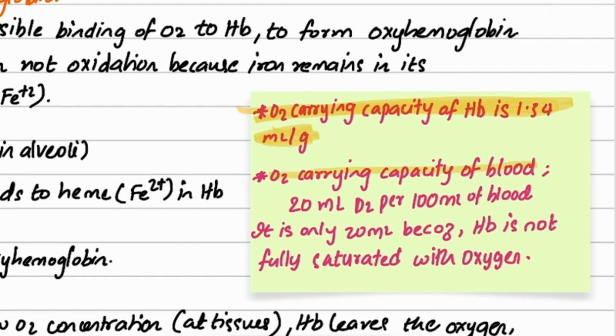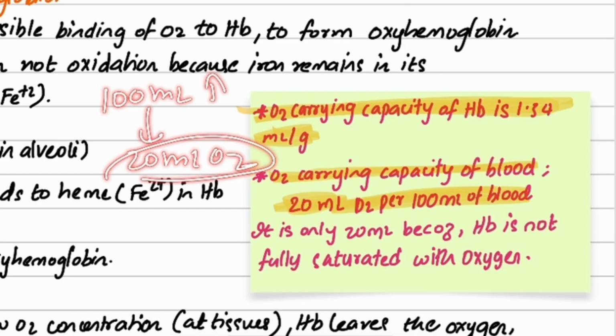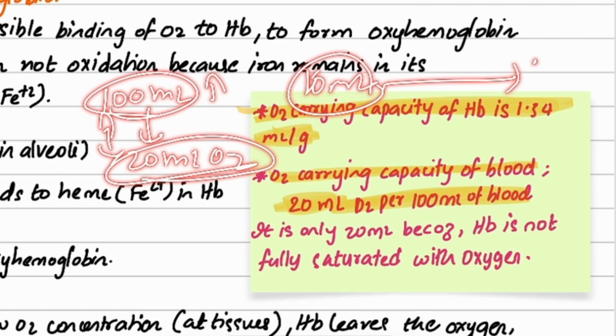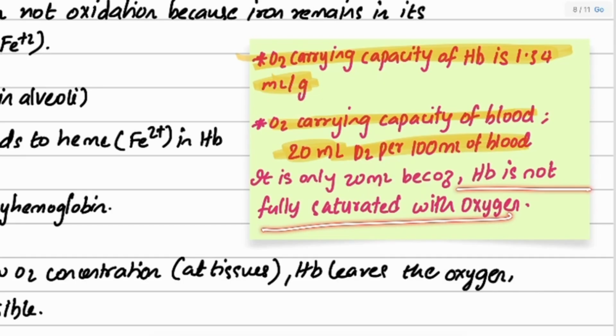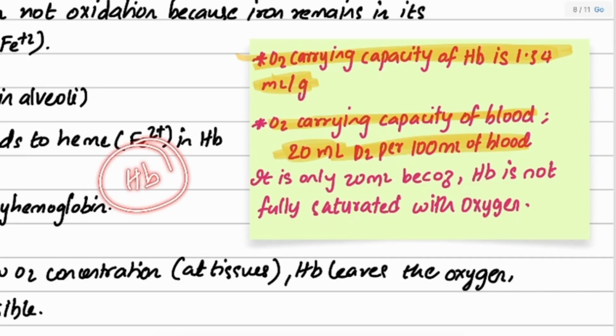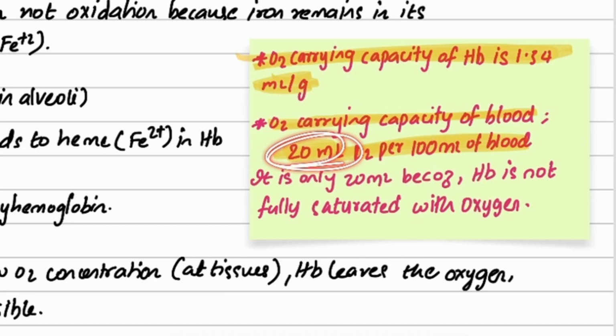The O2 carrying capacity of blood is 20 ml of O2 per 100 ml of blood. See, 100 ml of blood is more in amount, it only carries 20 ml of oxygen. Why this variation? Like, if there is 100 ml of blood, why not 100 ml of saturation of O2? Because Hb is not fully saturated with oxygen. Like, all the molecules of hemoglobin are not saturated with oxygen in our blood. Only some percent of the hemoglobin is saturated with the oxygen. That is the only reason that only 20 ml of oxygen is carried in 100 ml of blood.